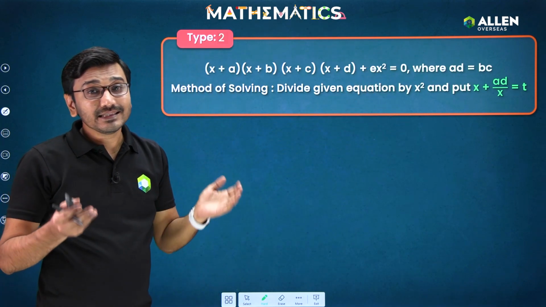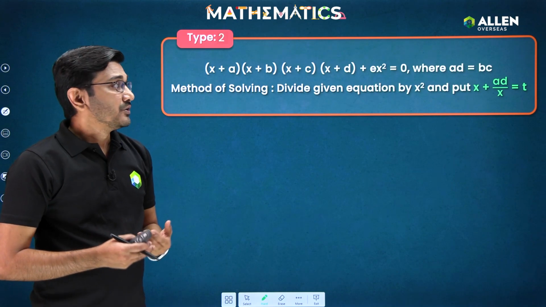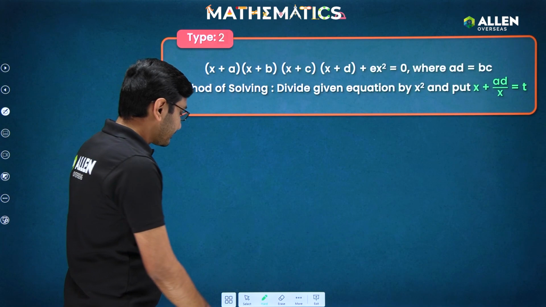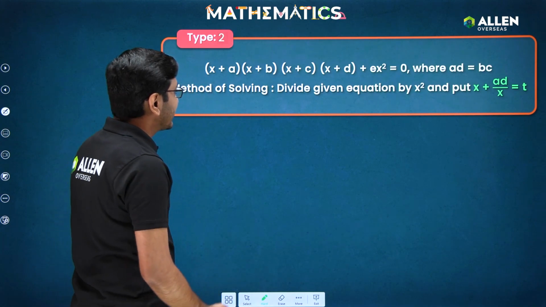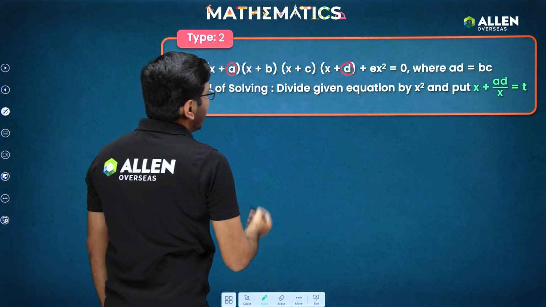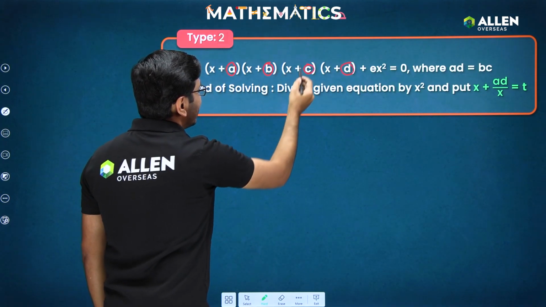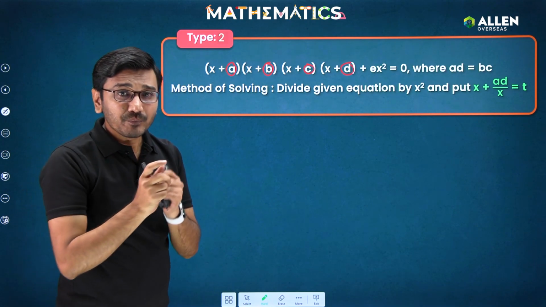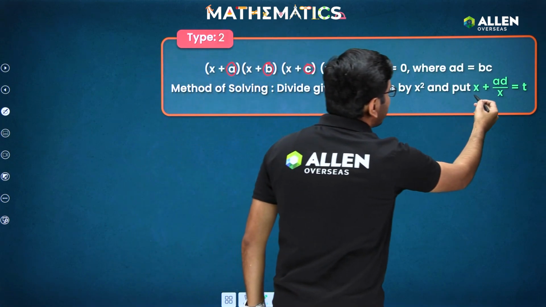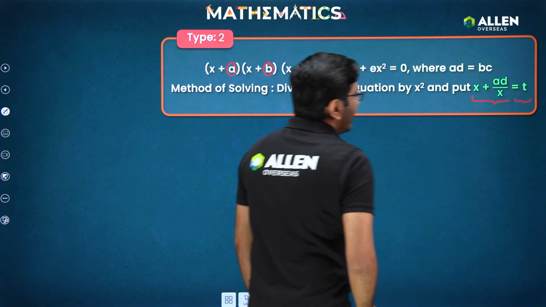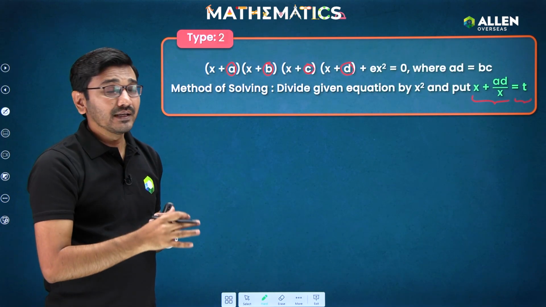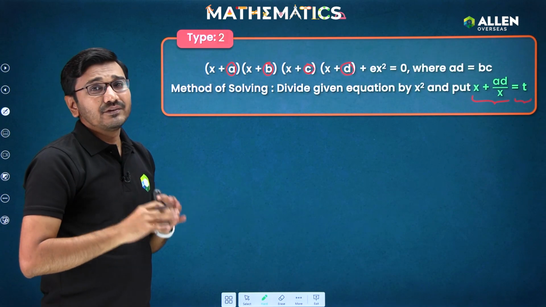So whenever we get this kind of question, what should we do? Whenever we come across such a question and we see that the product of a and another constant, suppose d, is equal to the product of b and c. So earlier the sum was the same, now here the product is the same. So whenever the product is the same, then we should substitute x plus ad by x as t, and to get that divided by x term we need to divide both sides by x square to get its solution. I'll tell you that with an example.